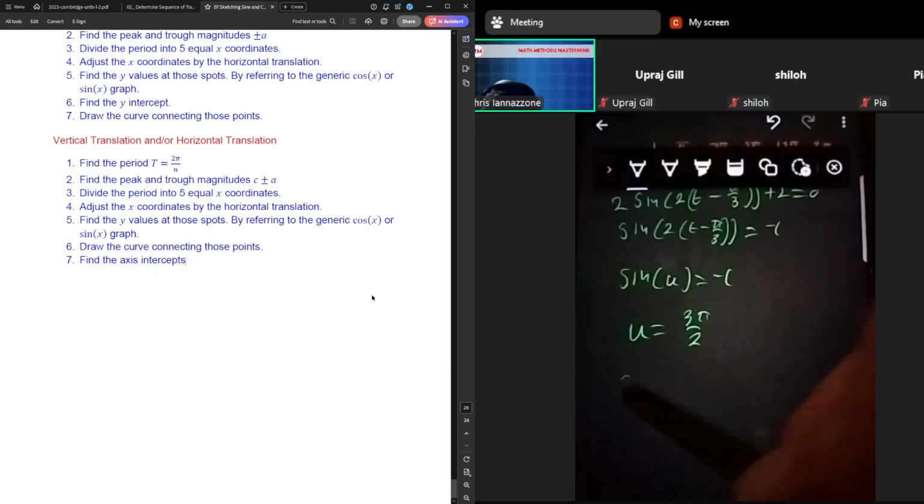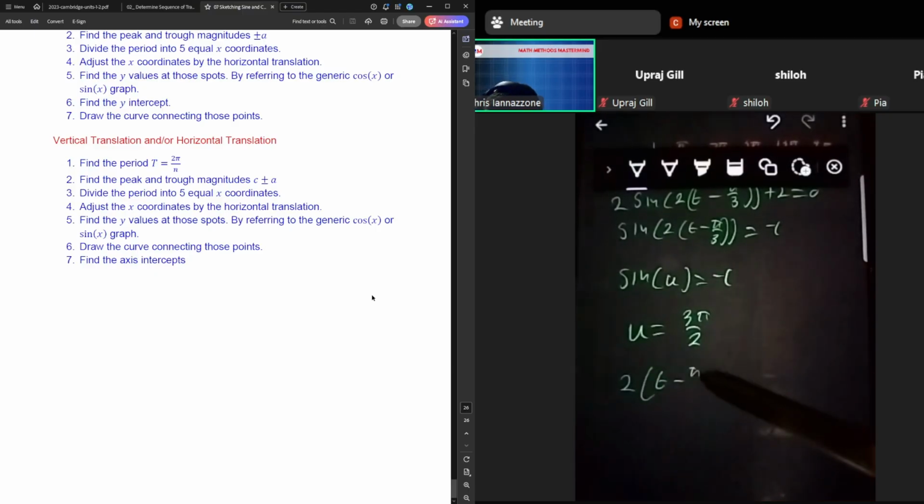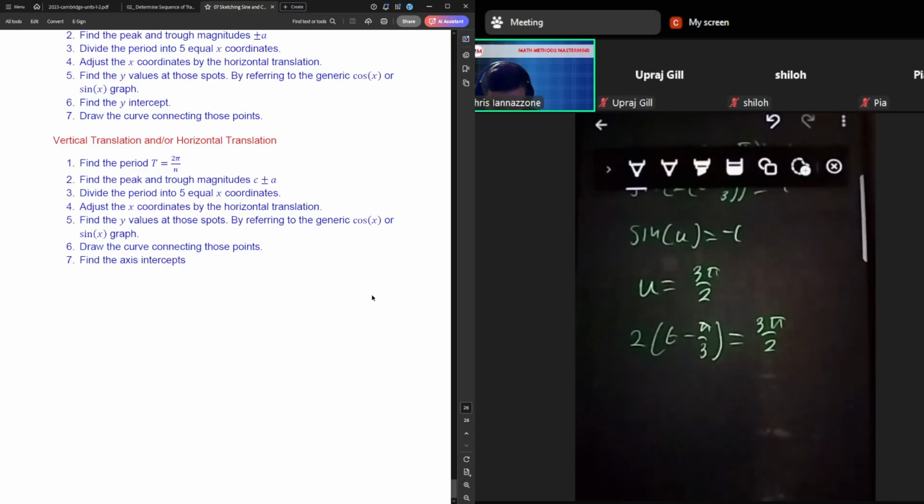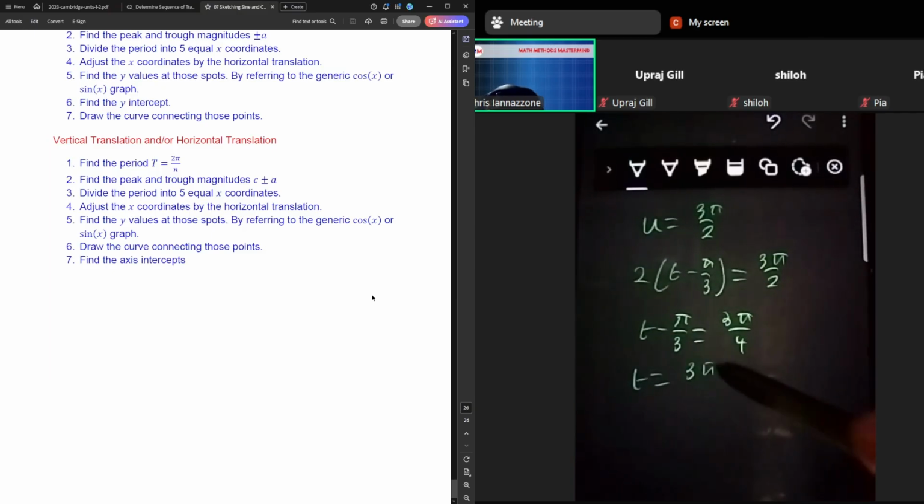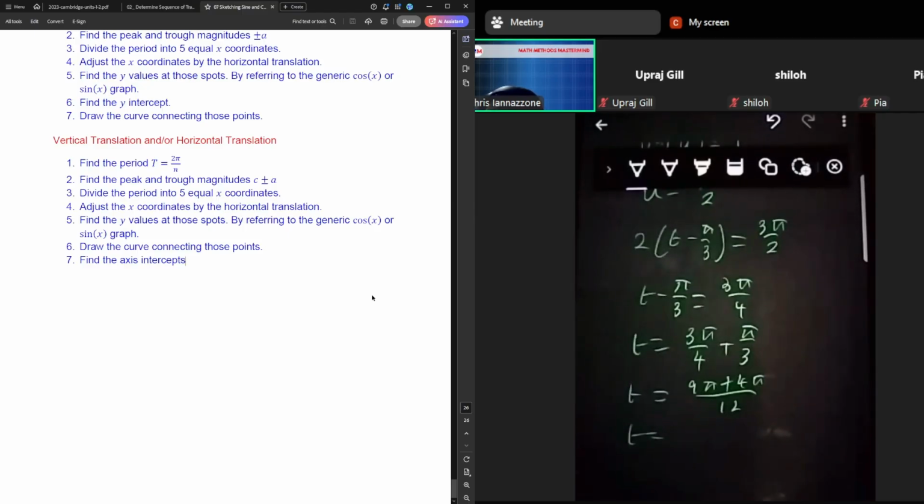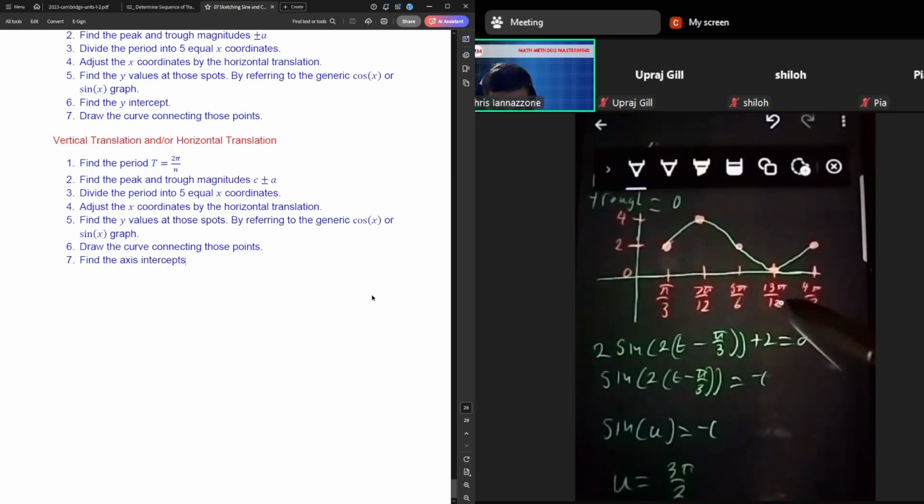But we don't want a u solution, we want a t solution. So you'll do 2t minus pi on 3 is in fact equal to 3 pi on 2. So just replacing that u with what it actually was. And then from there, if I've done my math correctly, rearranging for t should get us the value that we had before. T equals 3 pi on 4 plus pi on 3. T equals, I think, 9 pi plus 4 pi on 12. 13 pi on 12. That sounded good. And sure enough, we got it.